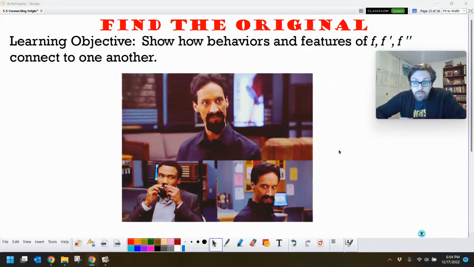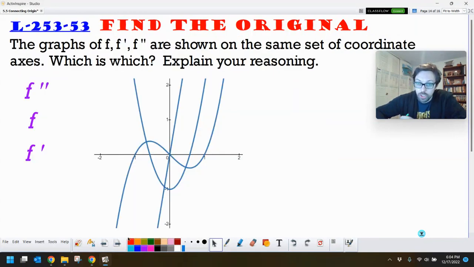Hello, in this video, we're going to be taking a look at a series of graphs. One's the original, one's the first derivative, and one's the second, and we're trying to determine which one is which. Who is the original? So I've got these graphs, which one's which? What I want to be thinking about with this problem is just picking one and seeing if that makes sense.